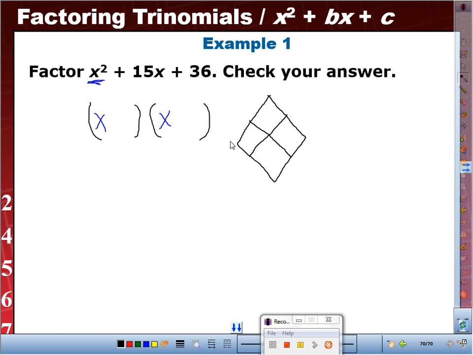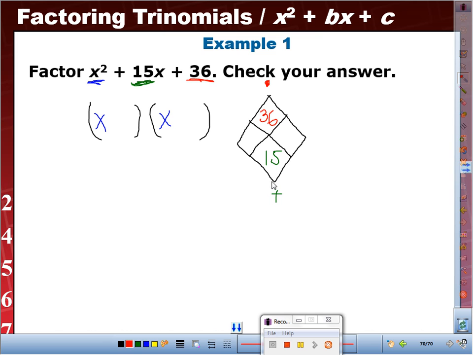And I'm going to organize this in here. So pay attention. Here it goes. The middle term always goes on the bottom square right here, 15, and you're going to put a little plus right here. The last term always goes on top, and you're going to put a little multiplication.